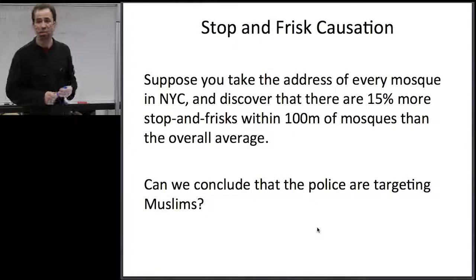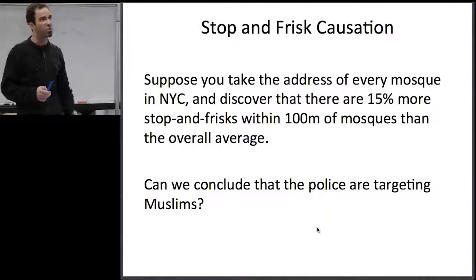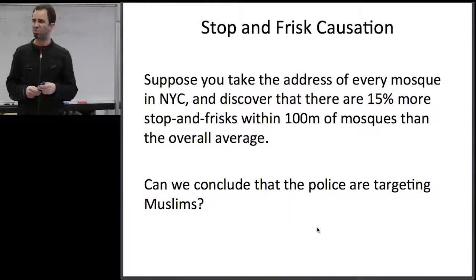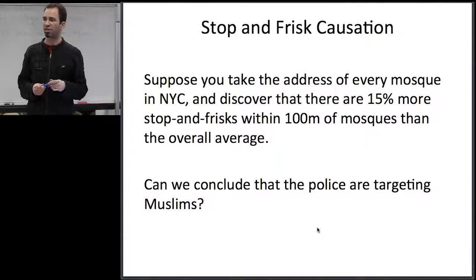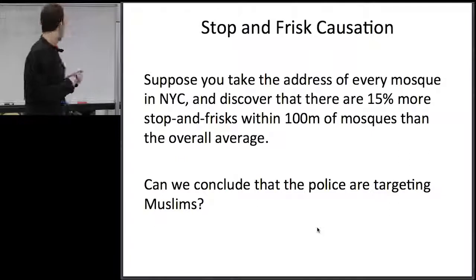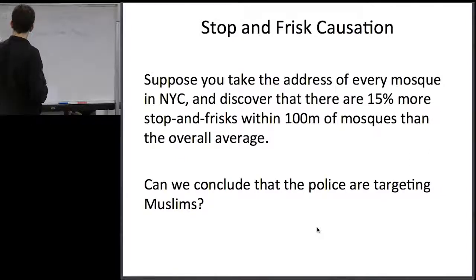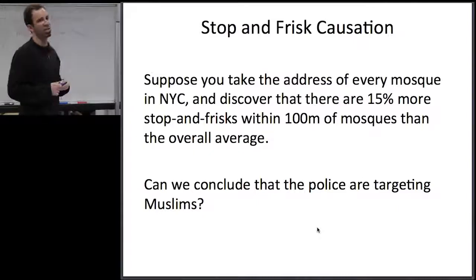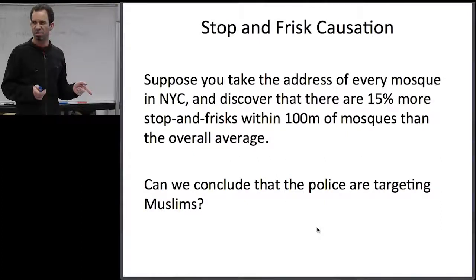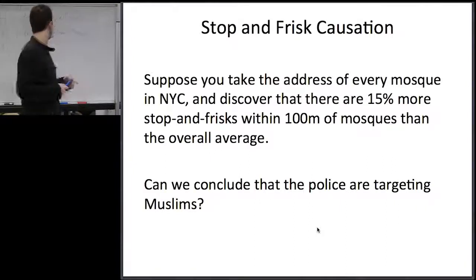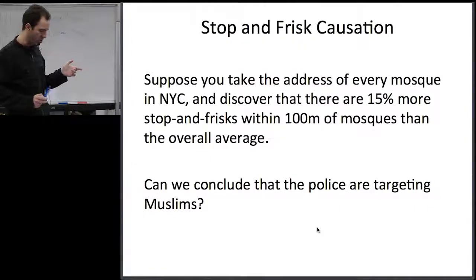What's that? Yeah, so Muslims commit more crime, sure. But these are random stops and frisks. So the police aren't random. So the stops aren't random. Well, okay. So what actually are we saying there? We're saying that they're stopping more near the mosques, but we know that that's the case already. So they must be targeting. Yeah, I think that's a variant of H1.